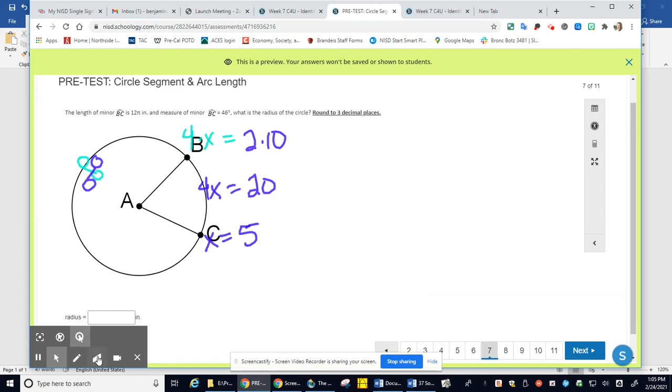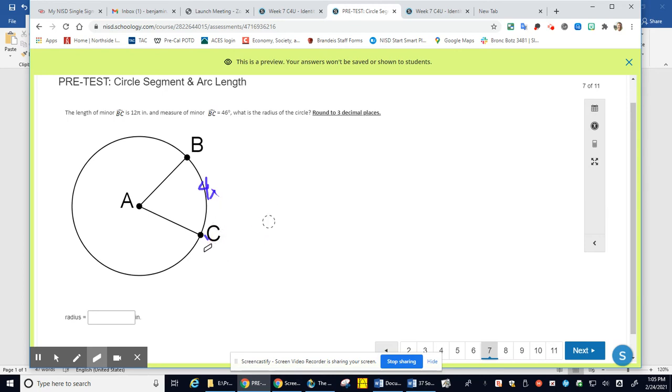Oh my goodness, this one is bigger. The length of the minor arc is 12 pi. So from B to C is 12 pi units long. That is the arc length. Okay, so this length of the arc, if you were to put a string around the outside, that's 12 pi inches long. And the measure of the arc is 46 degrees. Okay, so the arc measure and the central angle are the same.